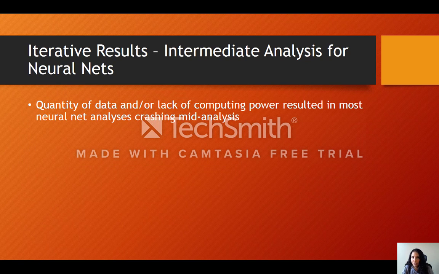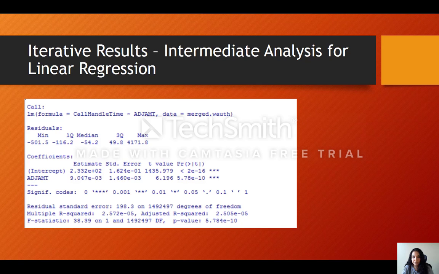When we attempted to run some neural nets, the quantity of data and the lack of computing power resulted in most of the neural nets crashing mid-analysis. So based on those results, the neural nets really didn't work out as a model to pursue in our case either. And with linear regression, we didn't have much success here.